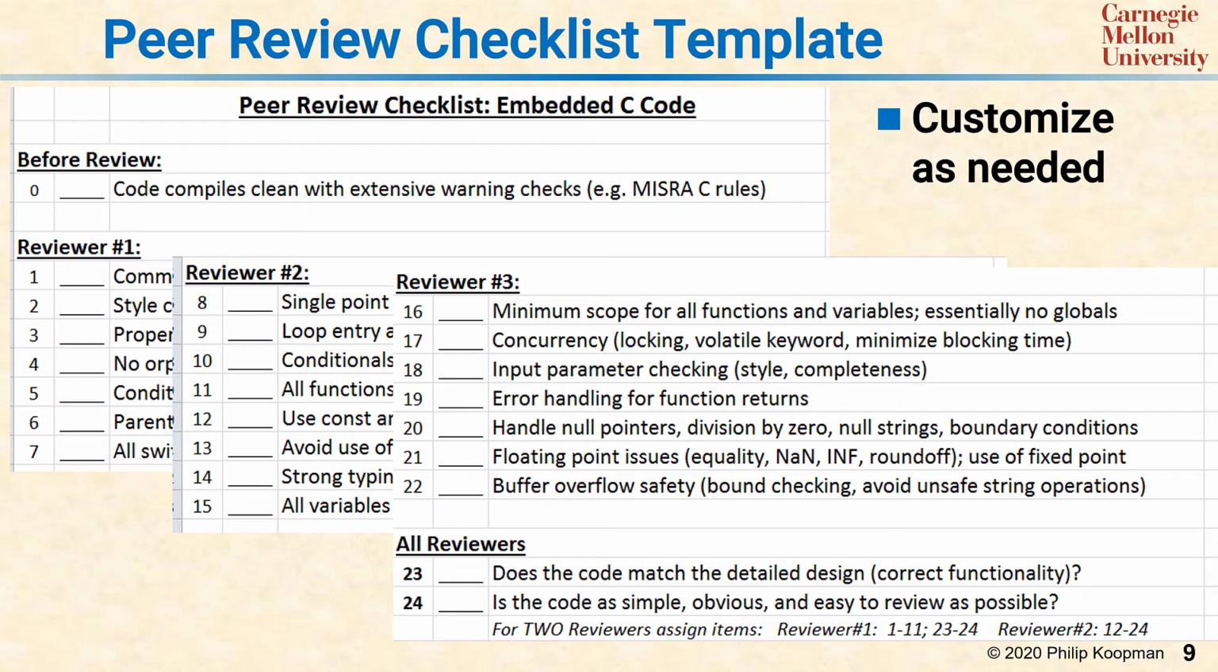All reviewers also think about, does the code match the detailed design, and is the code as simple, obvious, and easy to review as possible? This checklist is designed for 3 reviewers. If only 2 reviewers are available, then the checklist can be split in half. Using this list helps you get breadth of coverage. If all 3 reviewers use a different portion of the checklist, they'll have a better, broader perspective and therefore are more likely to find defects in the code during the review process.